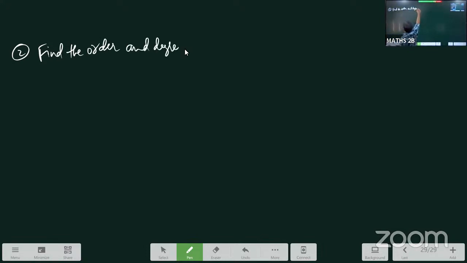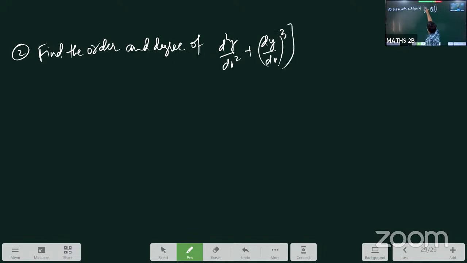Next, second one. Find the order and degree of d square y by dx square plus dy by dx whole cube, its whole to the power 6 by 5 equal to 6y.